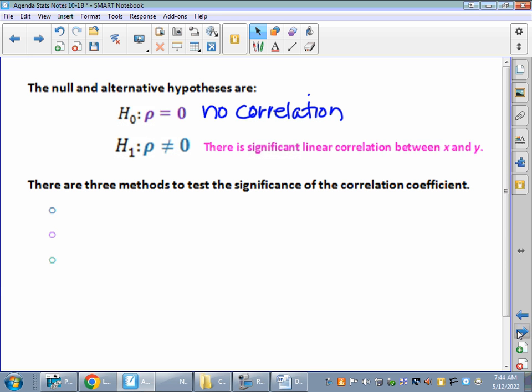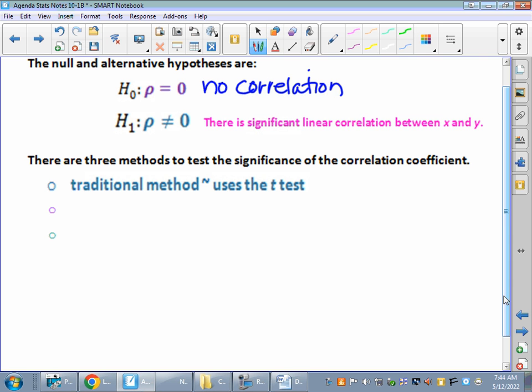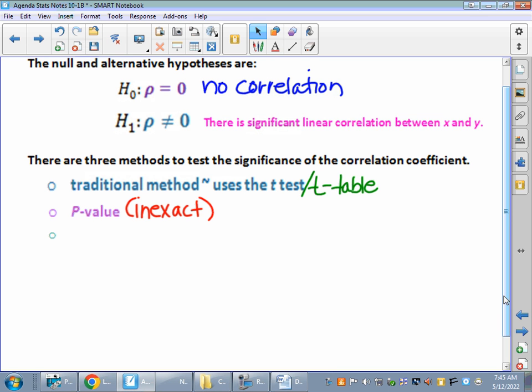So there's three methods to test the significance of our correlation coefficient. The first one is our traditional method. We would use the t-test in the t-table. I'm going to tell you what that looks like, but I don't think this is the easiest method. We could do the p-value method. Again, we would go to the t-table, and this would be inexact. This would be one of those things that the p-value is somewhere in between this and this. So not super great for this situation.